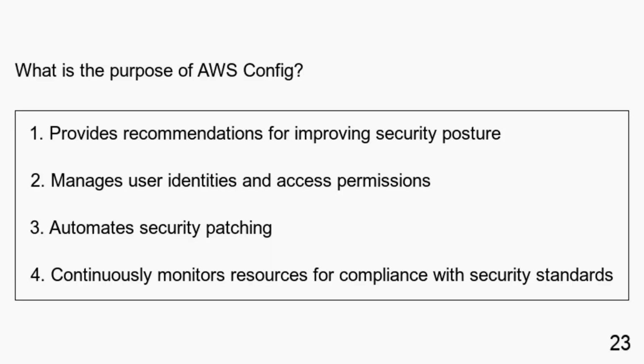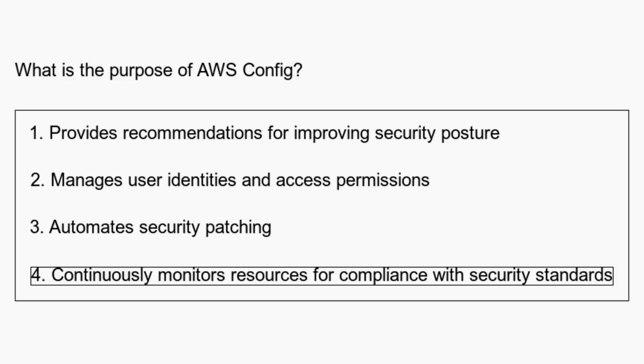What is the purpose of AWS Config? Provides recommendations for improving security posture. Manages user identities and access permissions. Automates security patching. Continuously monitors resources for compliance with security standards. Config focuses on continuously monitoring and assessing resources for compliance with desired configurations and security standards.